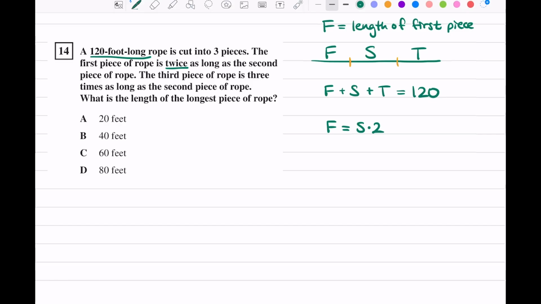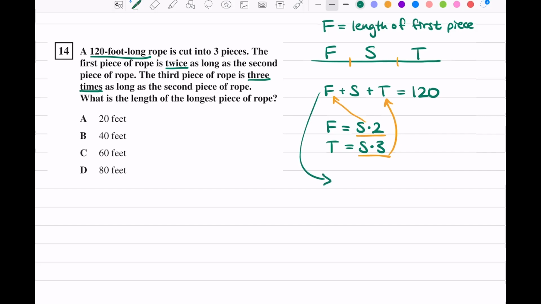And the next sentence says the third piece of rope is 3 times as long as the second piece of rope. Writing that as an equation, our third piece of rope is going to be equal to our second piece of rope times 3. So now we know that f is equal to s times 2, so we can substitute that into the first equation. And similarly, t is equal to s times 3. We can substitute that piece into the first equation. And then we'll just have an equation with just s in it.